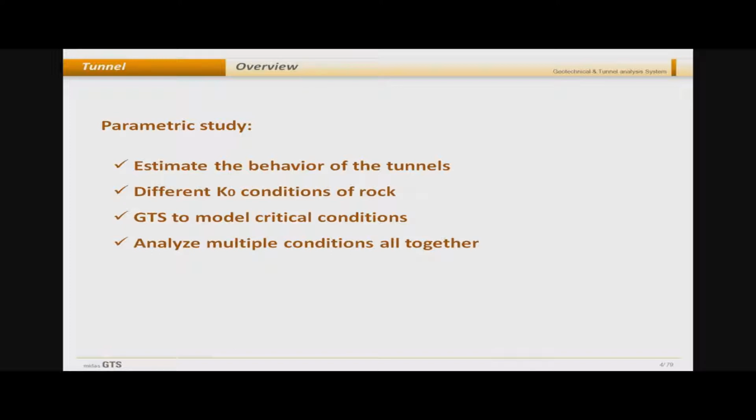And in GTS, we do not need to run different models for every K-naught value. We just need one file. As I just mentioned, we can assign all the K-naught values in the parametric study, and the program will automatically generate the results for each K-naught case. That's why we show this here. We analyze the multiple conditions all together.